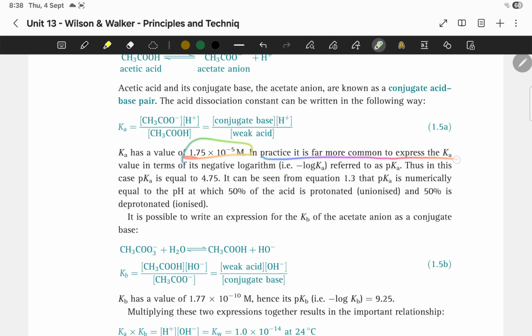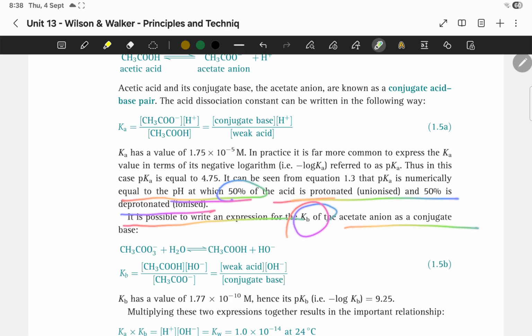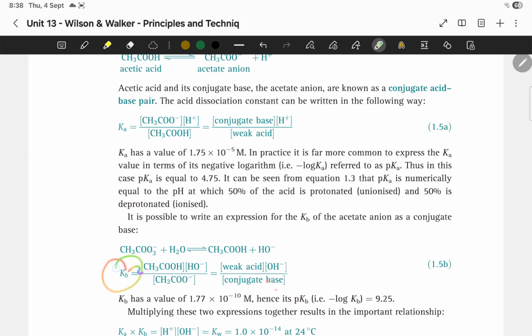In practice, this is commonly expressed in terms of the negative logarithm, referred to as pKa. Thus, when pH is equal to pKa, it can be confirmed from the equation numerically that 50% of the acid is protonated and ionized and 50% deprotonated. It is possible to write the expression of Kb for the acetate ion as the conjugate base. This is the Kb.